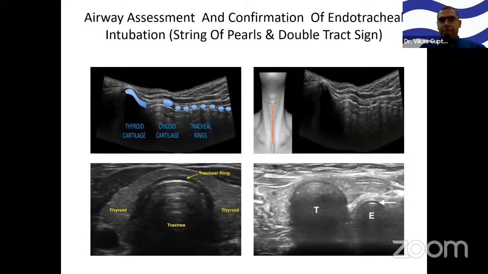I can share the slide. We can see a string of pearls. If there is any damage to the tracheobronchial tree, we can see distortion in the string of pearls. That is in the left upper corner. Also, in intubation, there is a bullet sign or snowstorm sign, which is confirmation of intubation. Sometimes in trauma patients, intubation becomes very difficult. At that time, USG is very important. The right lower image shows esophageal intubation, which is a double tract sign.